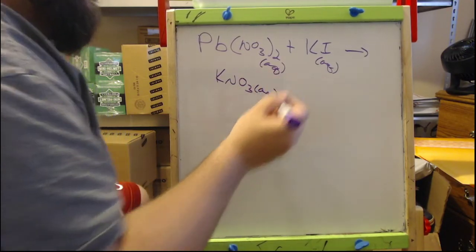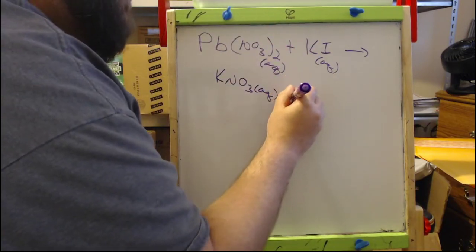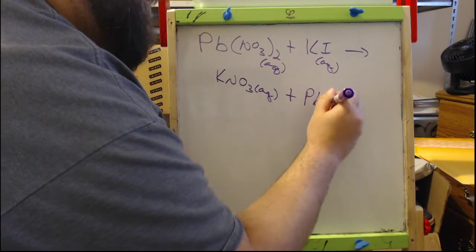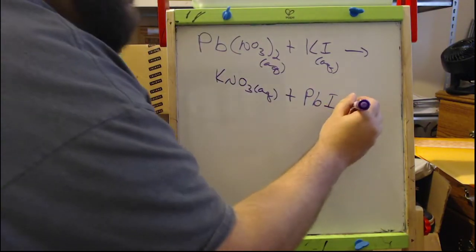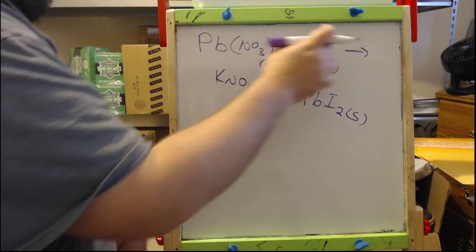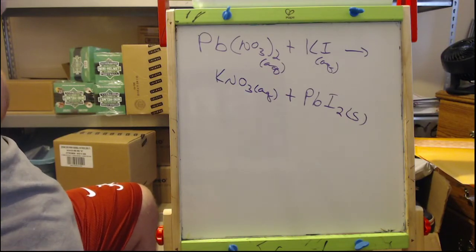Which, it's a nitrate, it's a group 1, it's aqueous, if you look at your solubility rules. And lead II iodide. Okay, PbI2. And it's I2 because lead is a 2 plus. I figured that out from here. Iodine is a 1 minus.